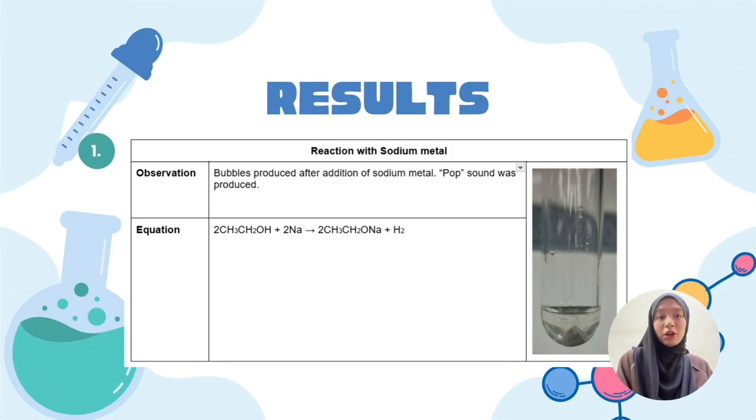Now I will explain all of the results we obtained from our experiments. For our first test, we added ethanol with sodium metal. We observed bubbles forming along with an audible pop sound, confirming the production of hydrogen gas. The reaction produced sodium ethoxide and hydrogen gas as shown in the equation.